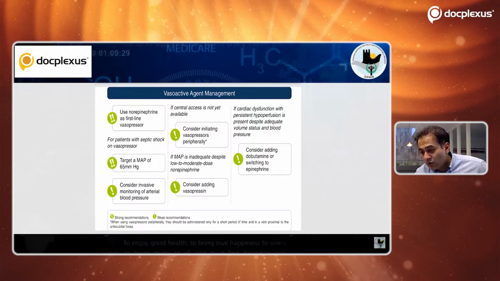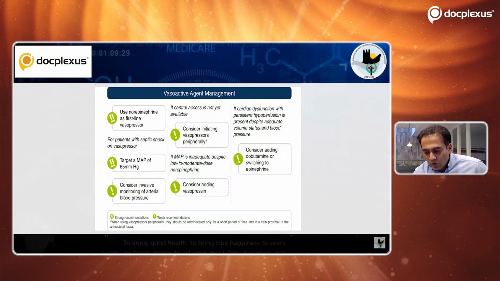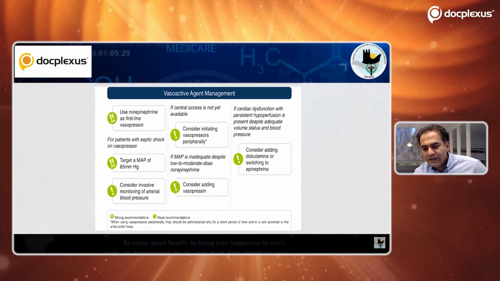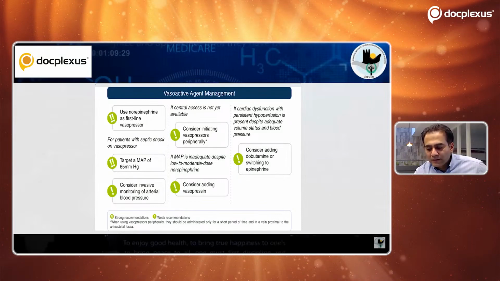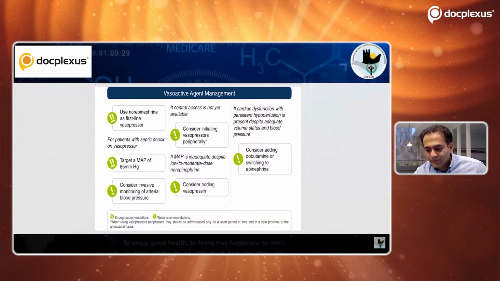One thing they have now included in 2021 is that even if you don't have a central line, we can start vasopressors from a peripheral line as well. Although we need a central line because they are highly osmolar, initially we can start vasopressors from a peripheral line, and if the dose increases we need to take a central line. And we do consider adding vasopressin. And for patients with cardiac dysfunction, we use inotropes, that is dobutamine.